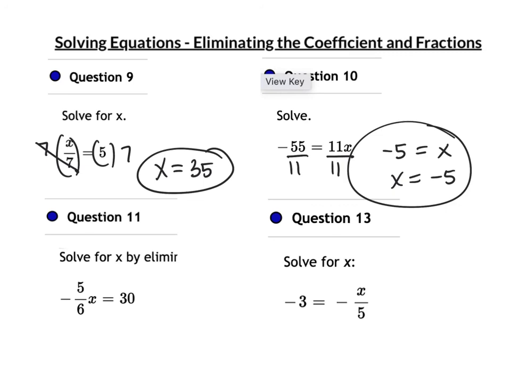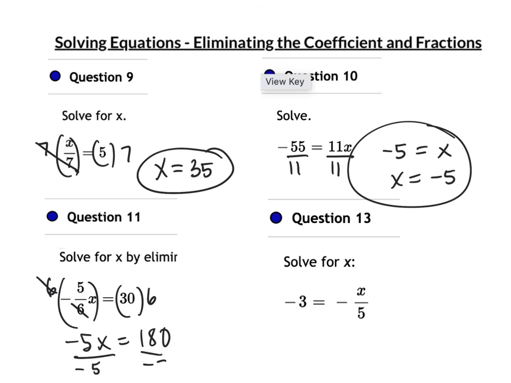Number 11, I'm going to get rid of the fraction. I'm going to get rid of that division by 6. I'll multiply by 6 to do that. The 6's cancel. I get negative 5x equals 180. Now I've got times there between the negative 5 and the x, so I'm going to divide. Divide by negative 5. And 180 divided by negative 5 is negative 36.